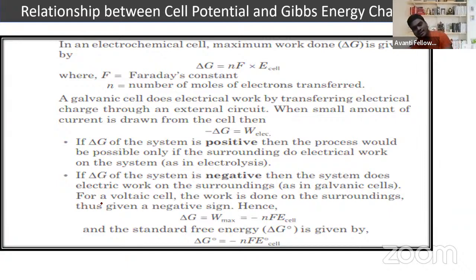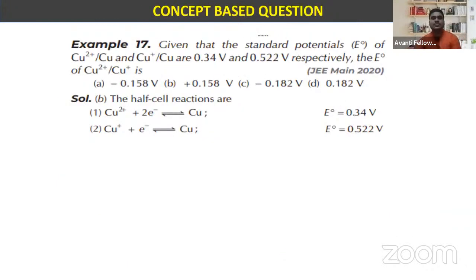So we can relate this: delta G is equal to minus nF E naught of the cell. This is the concept which the question relates to. Given the standard potentials E naught of copper 2 plus to copper and copper plus to copper, which are 0.34 volt and 0.522 volt respectively, the half reactions are obtained for copper to copper. By knowing the values, we can easily calculate this, just by putting the values in.